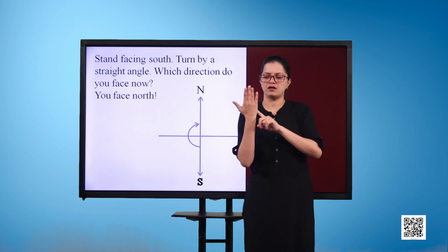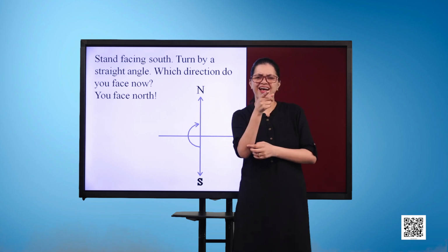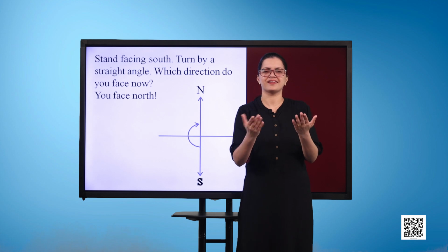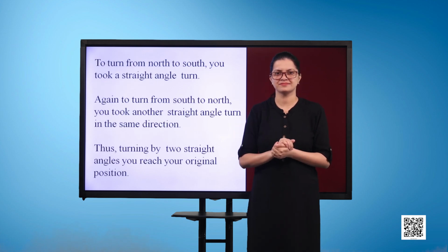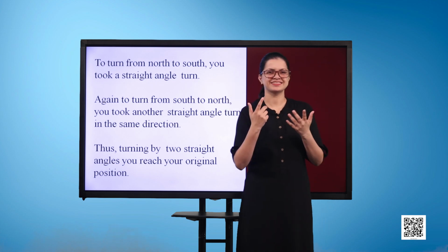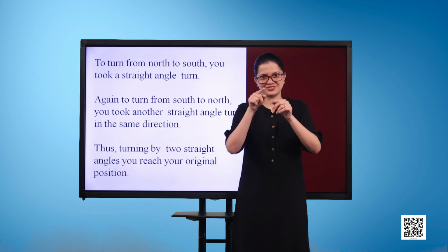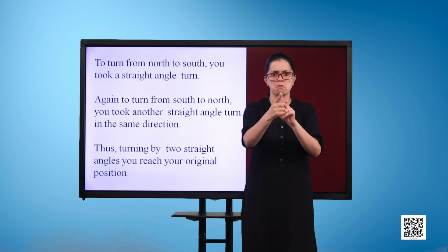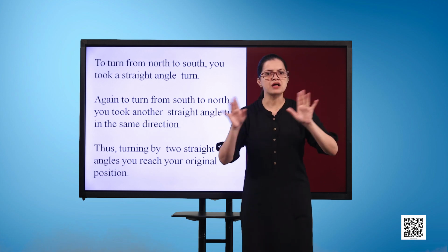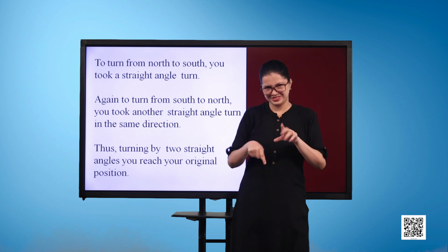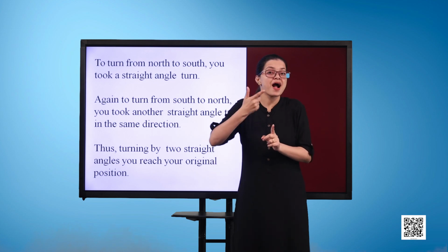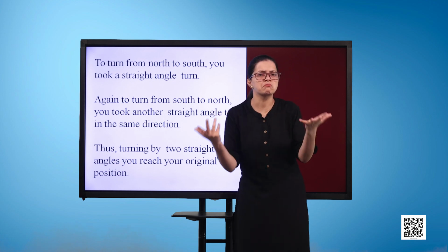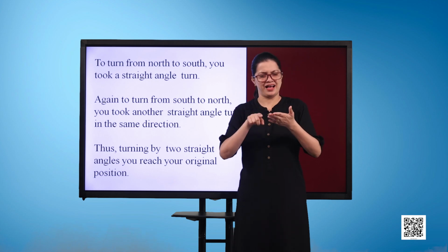Stand facing south. Turn by a straight angle. Which direction do you face now? You face north. To turn from north to south, you took a straight angle turn. Again, to turn from south to north, you took another straight angle turn in the same direction. Thus, turning by 2 straight angles, you reach your original position.